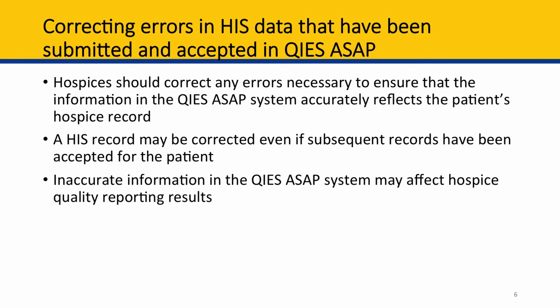Hospices should correct any errors necessary to ensure that the information in the QIES ASAP system accurately reflects the patient's hospice record. An HIS record may be corrected even if subsequent records have been accepted for the patient. Inaccurate information in the QIES ASAP system may affect hospice quality reporting results.